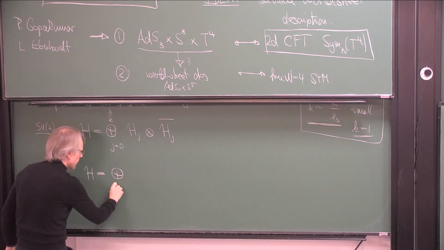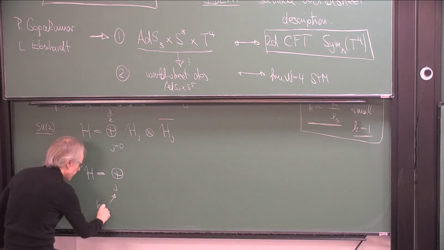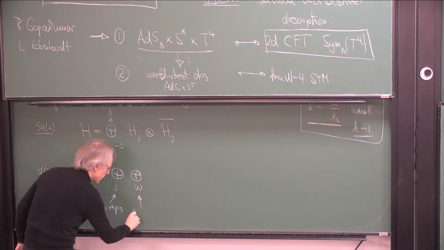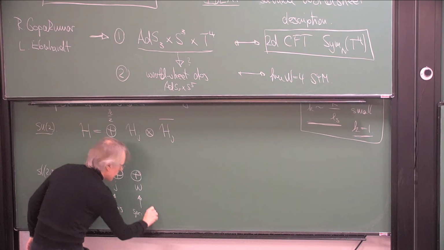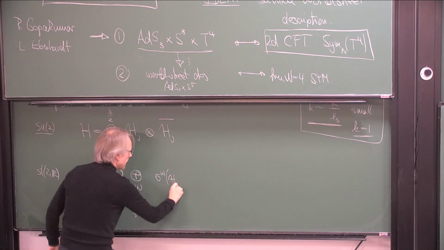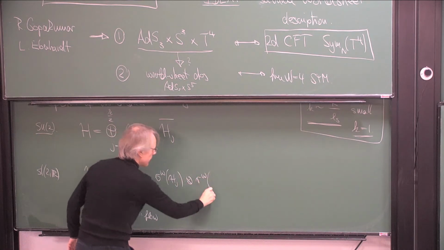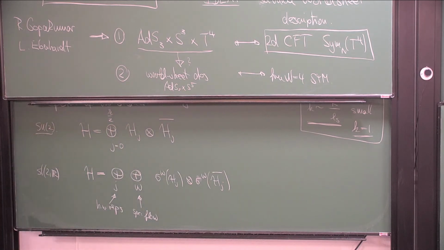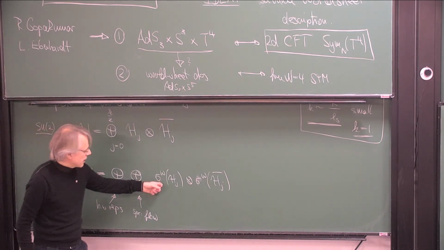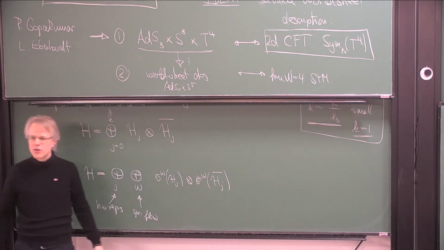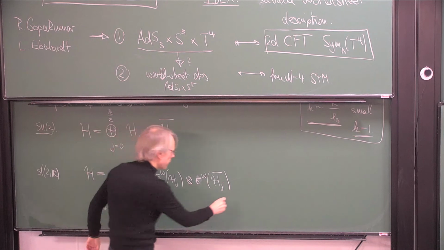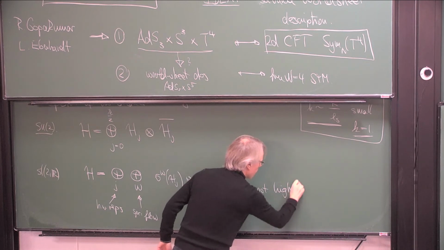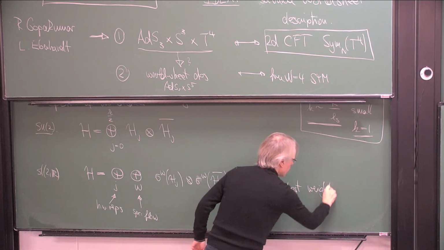So the correct answer is you have to sum over all the highest weight representations, but then you have a second sum over what is called spectral flow, and I'll explain to you what this is. And then the spectrum will be of this form. So you don't just get the sum over the highest weight representations, but you also get the spectrally flowed images of the highest weight representations. And these will not be highest weight representations. I'll explain to you in a second why they are not.